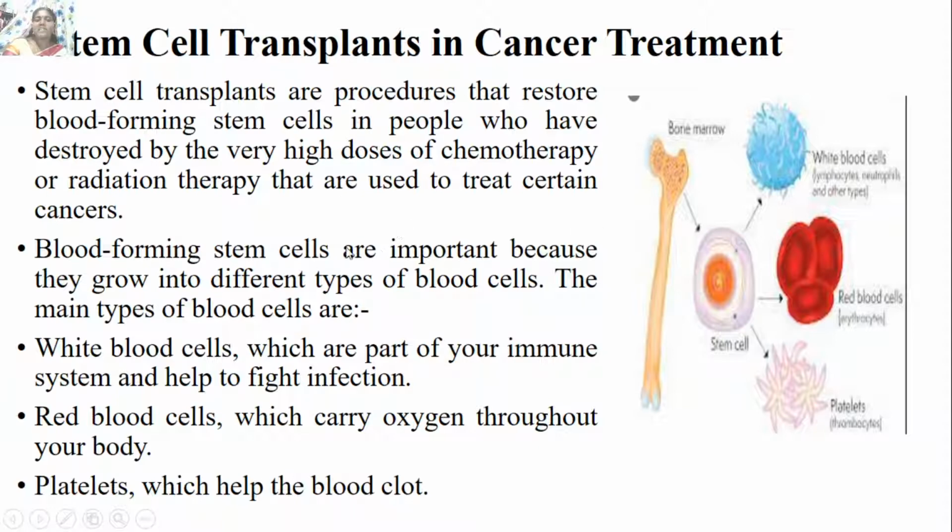The blood forming stem cells are important because they grow into different types of blood cells. The main types of blood cells are the white blood cells, which are part of our immune system and help to fight infection, red blood cells, which carry oxygen throughout our body, and the platelets, which help the blood to clot. The bone marrow stem cells have the potential to form all different types of blood cells: the white blood cells, red blood cells and platelets.